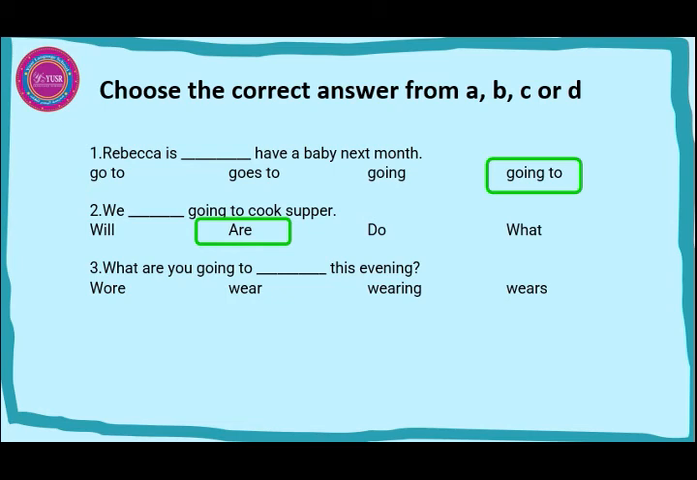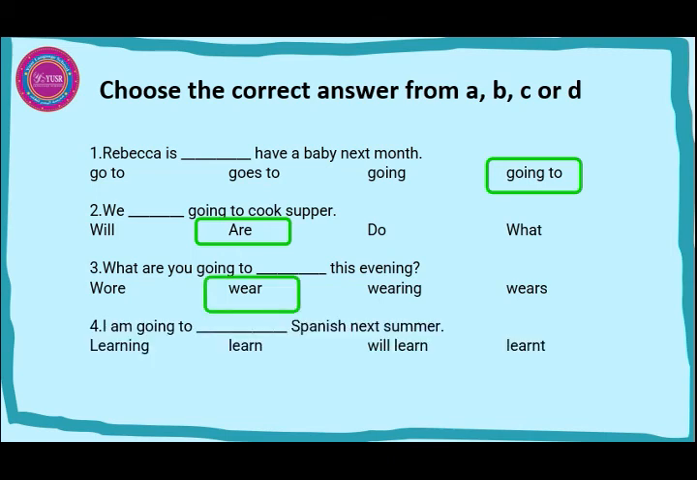We have "wore," which is in the past. We have "wearing," which is in the present continuous. "Wears," we have the suffix "s" here. So we are going to use "wear." "Wear" is in the infinitive. "What are you going to wear this evening?" The last question, "I'm going to space Spanish next summer." "I'm going to learning." It's not the infinitive. "I'm going to learn." Yes, "I'm going to learn Spanish next summer."